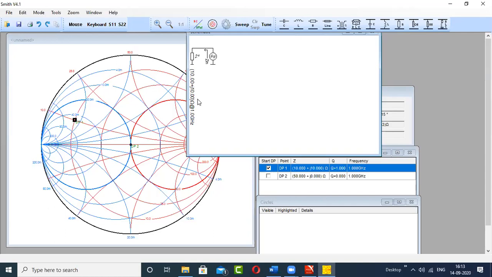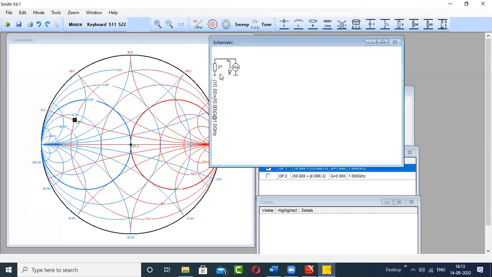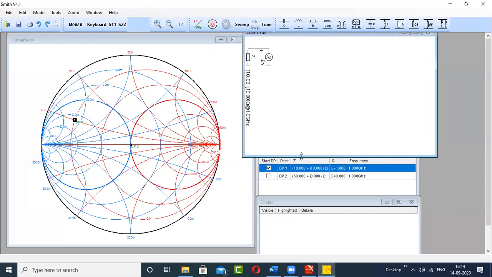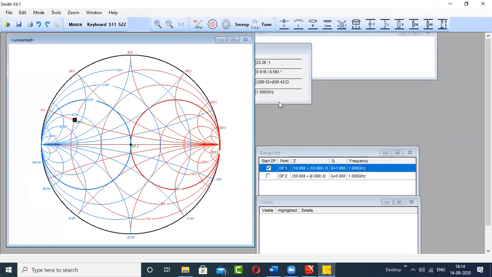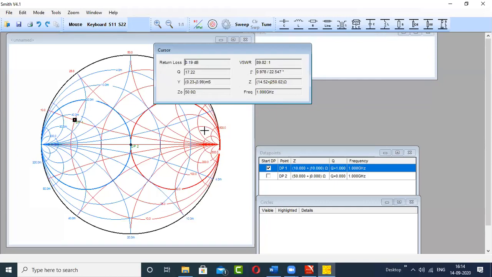So the load is what? 10 plus J 10 ohm, and the source impedance is 50 ohm. So definitely there is a mismatch, and you can see the magnitude of the mismatch with the help of another window, which is this cursor window you can use. Just look at this VSWR and reflection coefficient. If I move this cursor to the load, you can see the reflection coefficient is 0.66 and angle is 156.488 degree, whereas VSWR is 5.2. Okay, so it's a very large figure, so we have to minimize it.